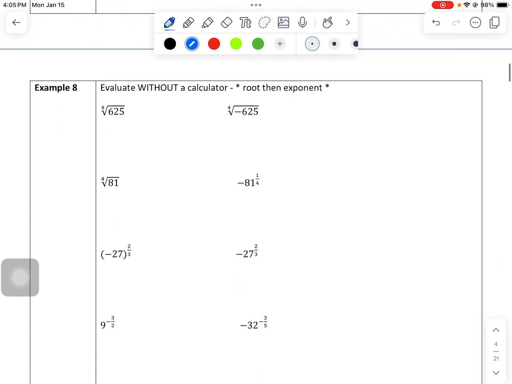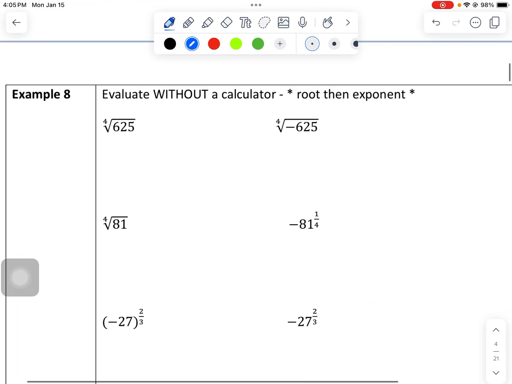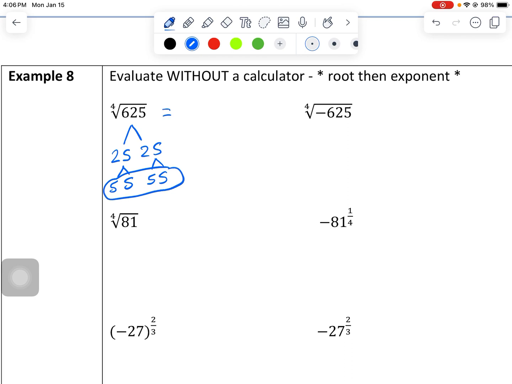Okay, now we're going to do some evaluating. I think this is the last part. Yeah, it's kind of a long lesson, but we'll get there. Evaluate without a calculator. So here, 625, I'm going to help you out. That's 25 and 25. This breaks up into 5 and 5, which means this is actually a perfect 4th root. It comes out to be 5.